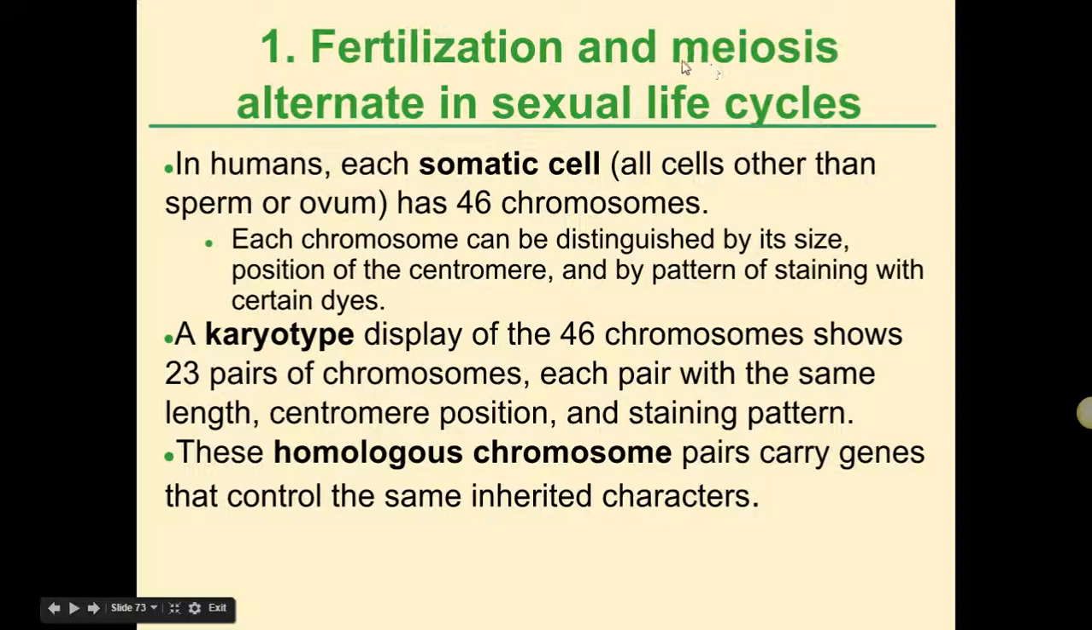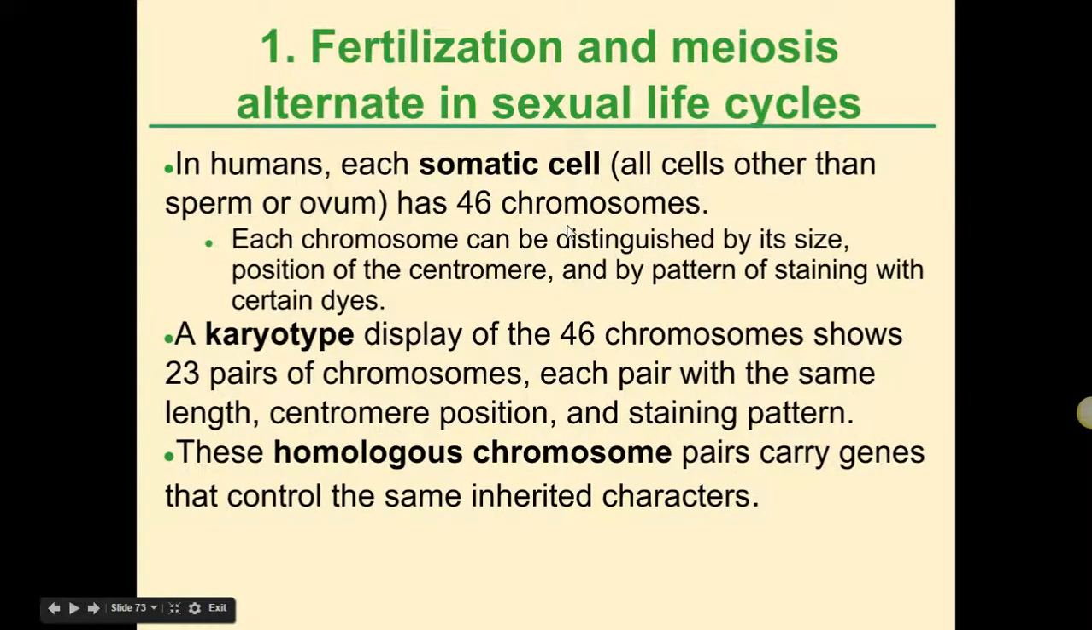Okay, so first of all, you'll need to know what fertilization is and meiosis. Meiosis is a process where we make 4 haploid cells. We make the daughter cells, which are used for sexual reproduction, and fertilization is when the 2 haploid cells come together. And in a somatic cell, you need to know what a somatic cell is. It's a cell other than sperm and ovum. It's just basically everything we have.